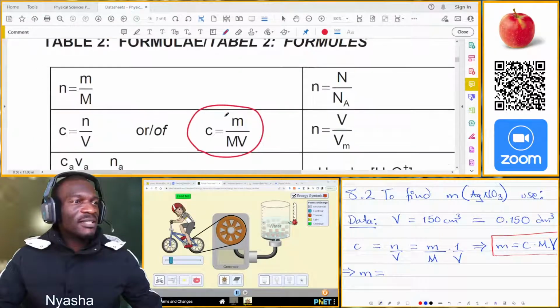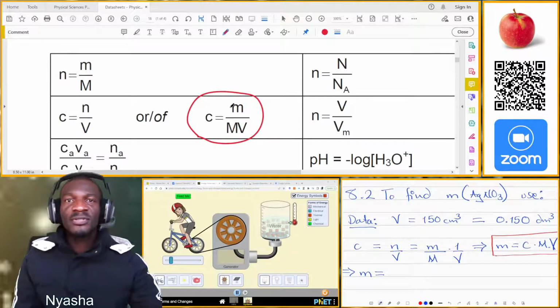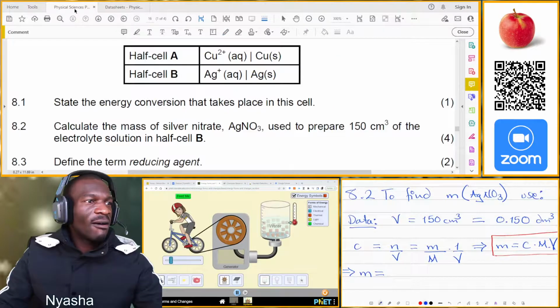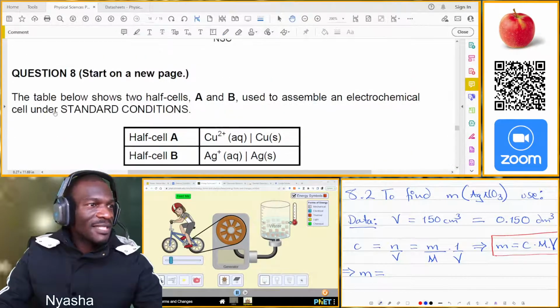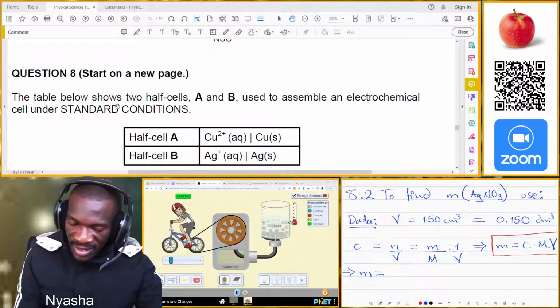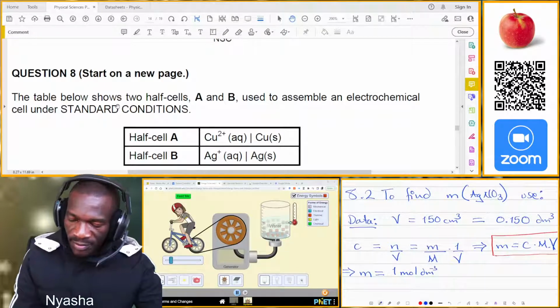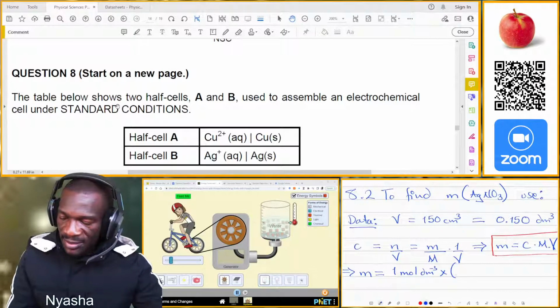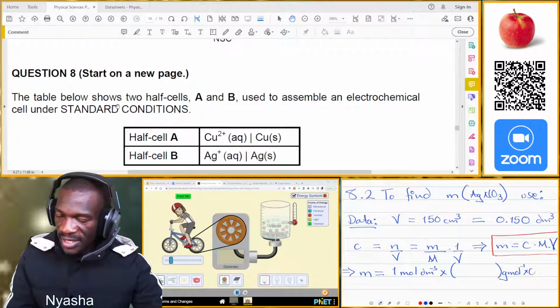So we are not given the standard concentration, but I'm sure you still remember now from the theory that when we are calculating all our values, remember they've said this cell is under standard conditions, which means the concentration is actually 1 mole per dm cubed. That's the concentration. The molar mass, what is the molar mass? This is obviously in grams per mole, and then multiplied by the volume. We already have the 0.15 dm cubed.